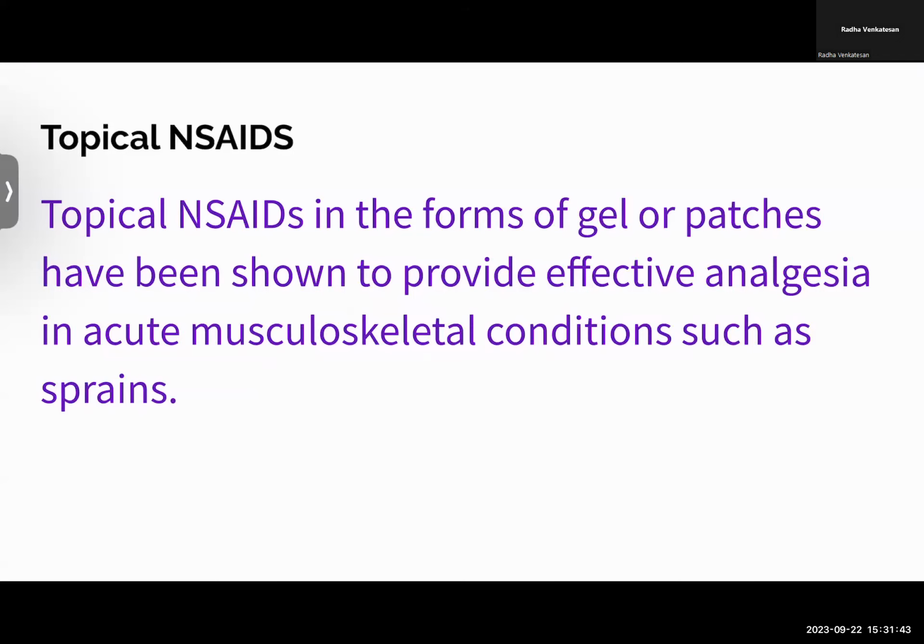Topical NSAIDs in the form of gel or patches have been shown to provide effective analgesia in acute musculoskeletal conditions such as sprains. Even for joint pain, we say topical NSAIDs in the form of gel or patch, whatever is available, can be used to give adequate pain relief. There is generally no 100% evidence, but it is said that when you apply it topically, the systemic absorption is relatively less than when taken orally. So that is the plus point.